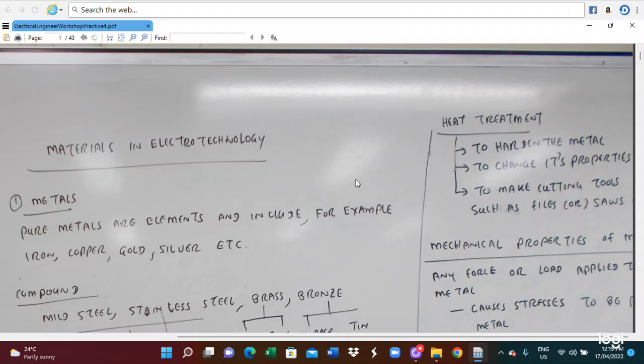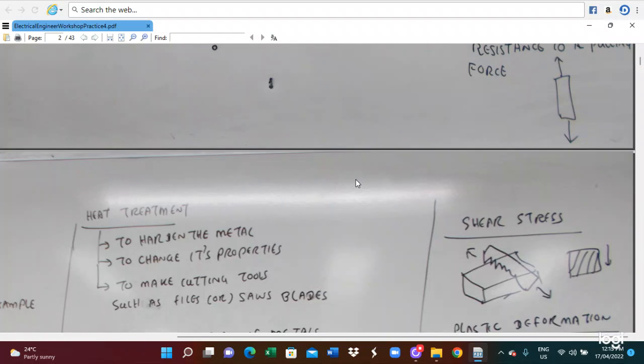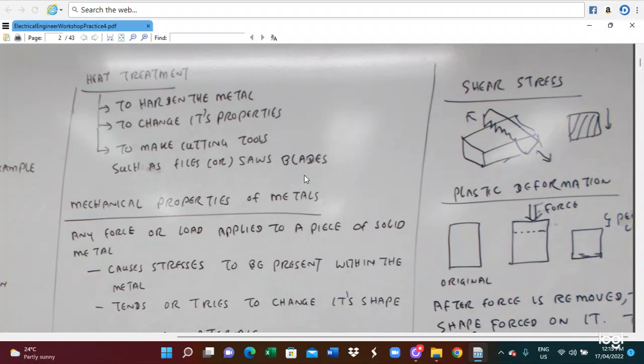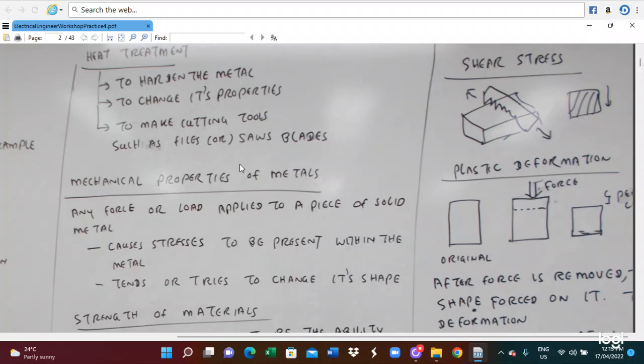Then we are talking about heat treatment. We have to do heat treatment to get the required characteristics. This heat treatment method is to harden the metal or change its properties to make cutting tools such as files and saw blades. So to make files and saw blades, we have to do heat treatment.